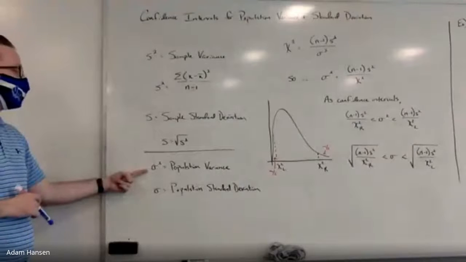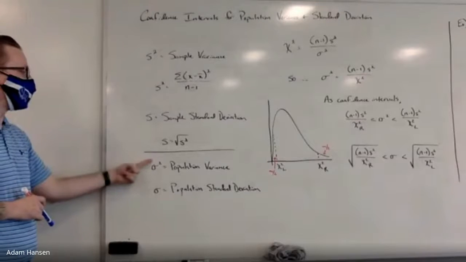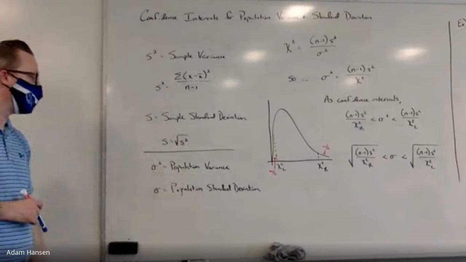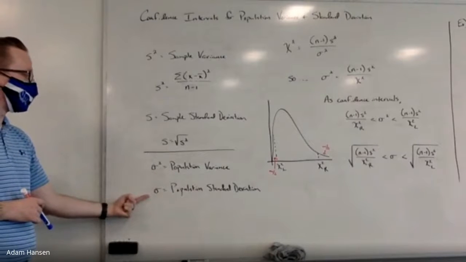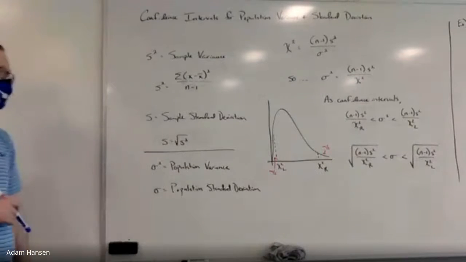Similar notation for population variance and population standard deviation. Instead of S, we're going to use the lowercase sigma Greek letter. Sigma squared, lowercase sigma squared, is notation for population variance, and lowercase sigma, just sigma itself, is population standard deviation.